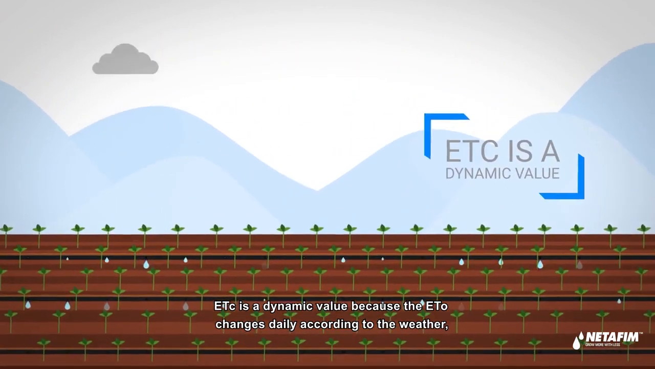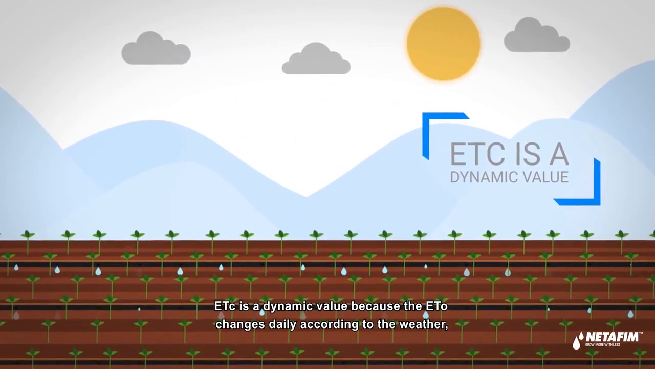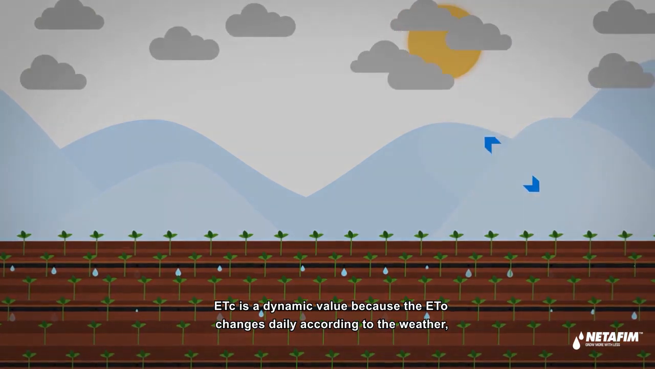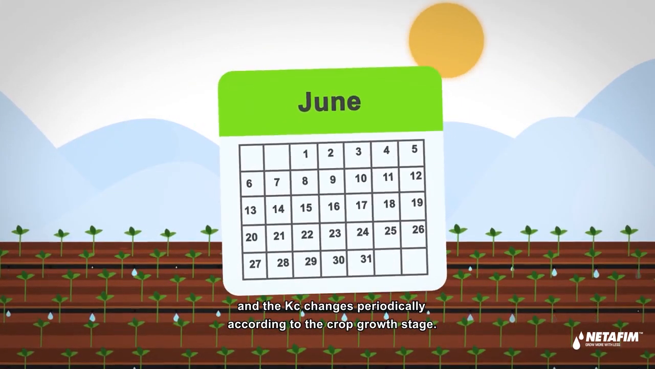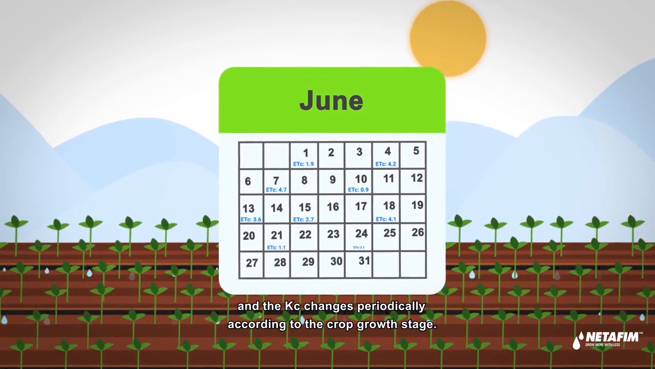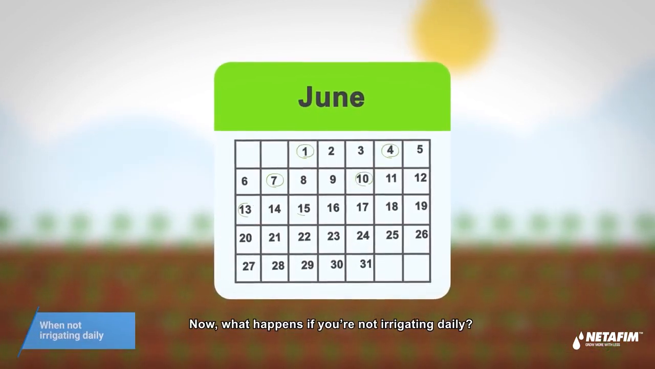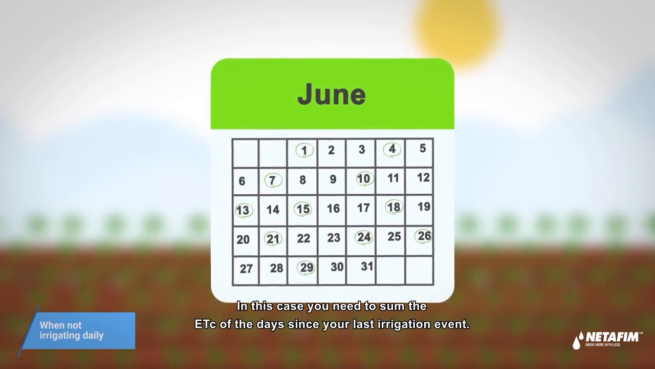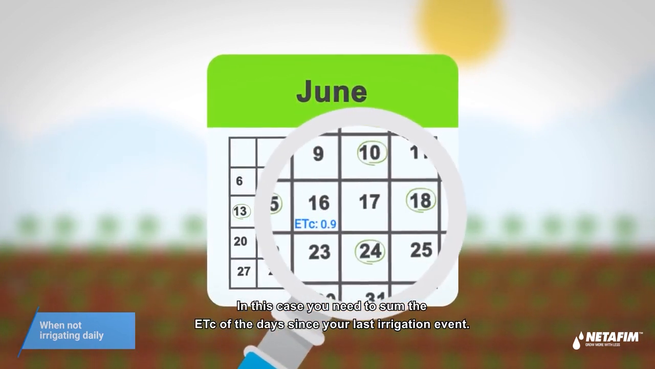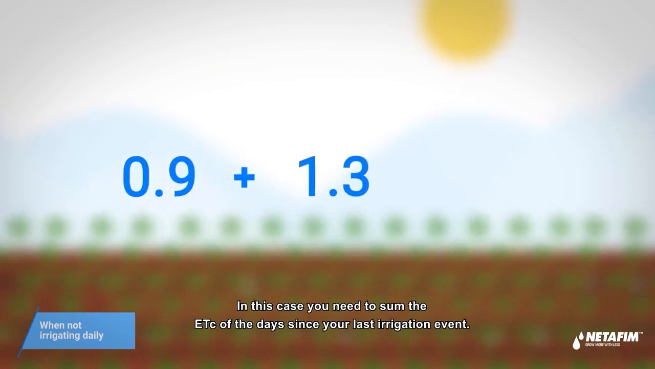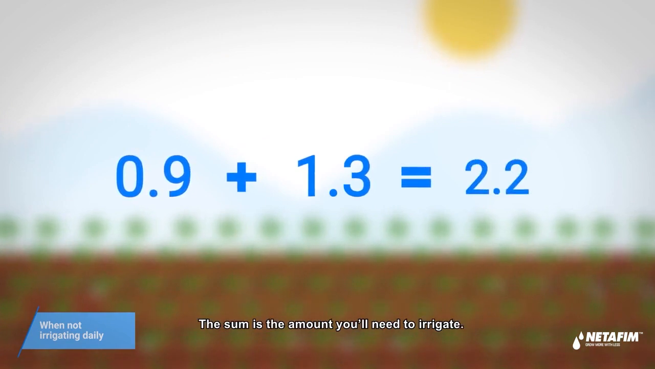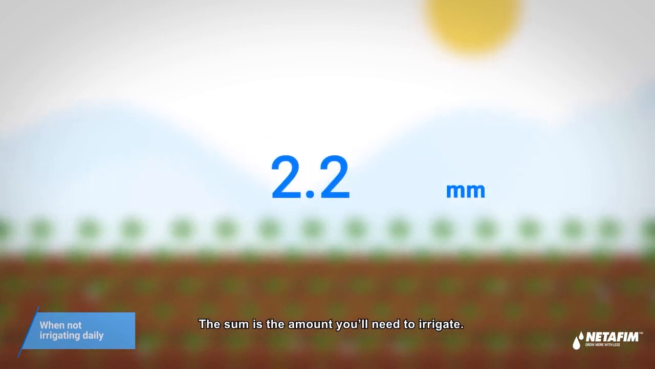ETC is a dynamic value because the ETO changes daily according to the weather and the Kc changes periodically according to the crop growth stage. Now what happens if you're not irrigating daily? In this case, you need to sum the ETC of the days since your last irrigation event. The sum is the amount you'll need to irrigate.